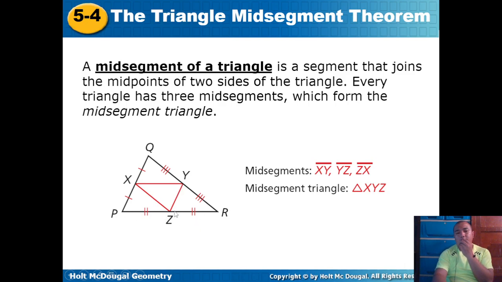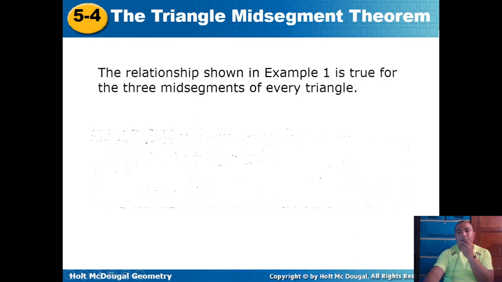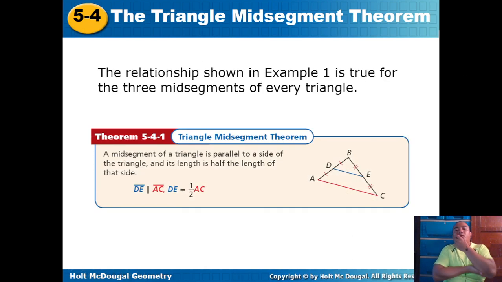So therefore, YZ is a midsegment. XY is also a midsegment. XZ is also a midsegment. And therefore, triangle XYZ is called a midsegment triangle. The relationship shown in example 1 is true for the 3 midsegments of every triangle.